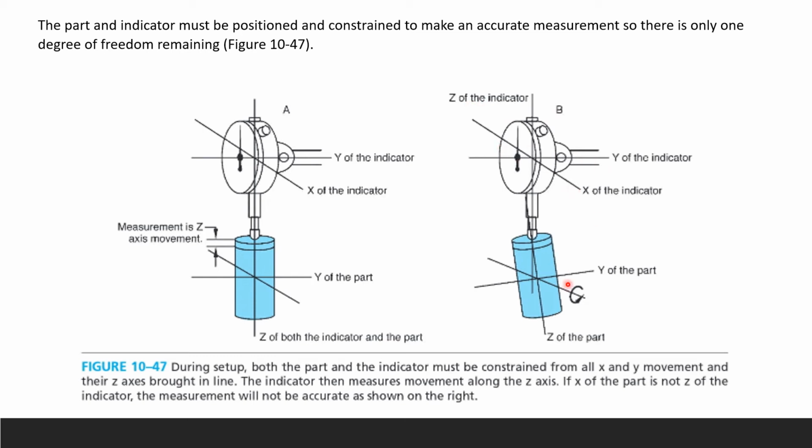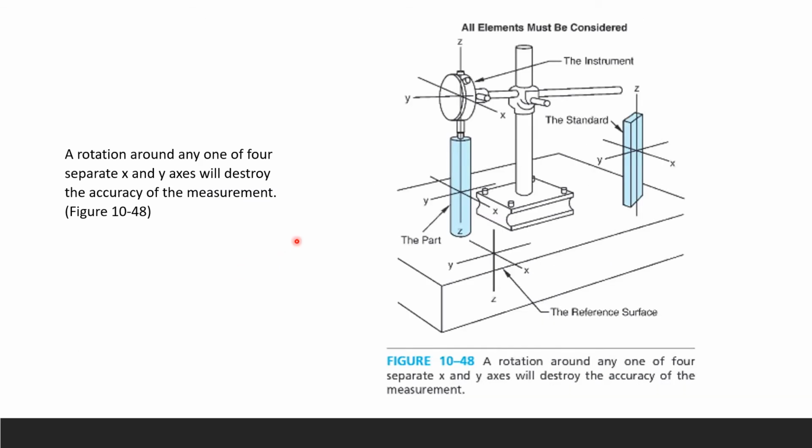See how it's all messed up here? It's supposed to be like this. A rotation around any one of the separate x and y axes will destroy the accuracy of the measurement. Here is your y-axis, and here your x-axis. Your z-axis is the one which is very important, and we want only that movement. Now we're trying to get rid of this too.